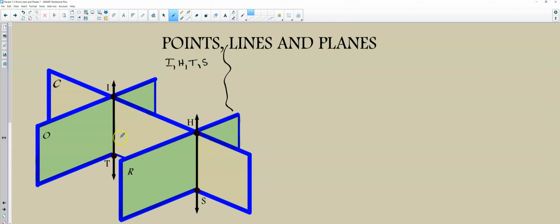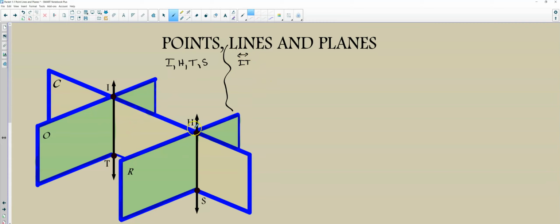Lines. What are the lines? What are 2 lines drawn here that they're showing? So we could name lines by 2 points on the line. So I'm going to say line, remember, it has to be capital letters, TI or IT.